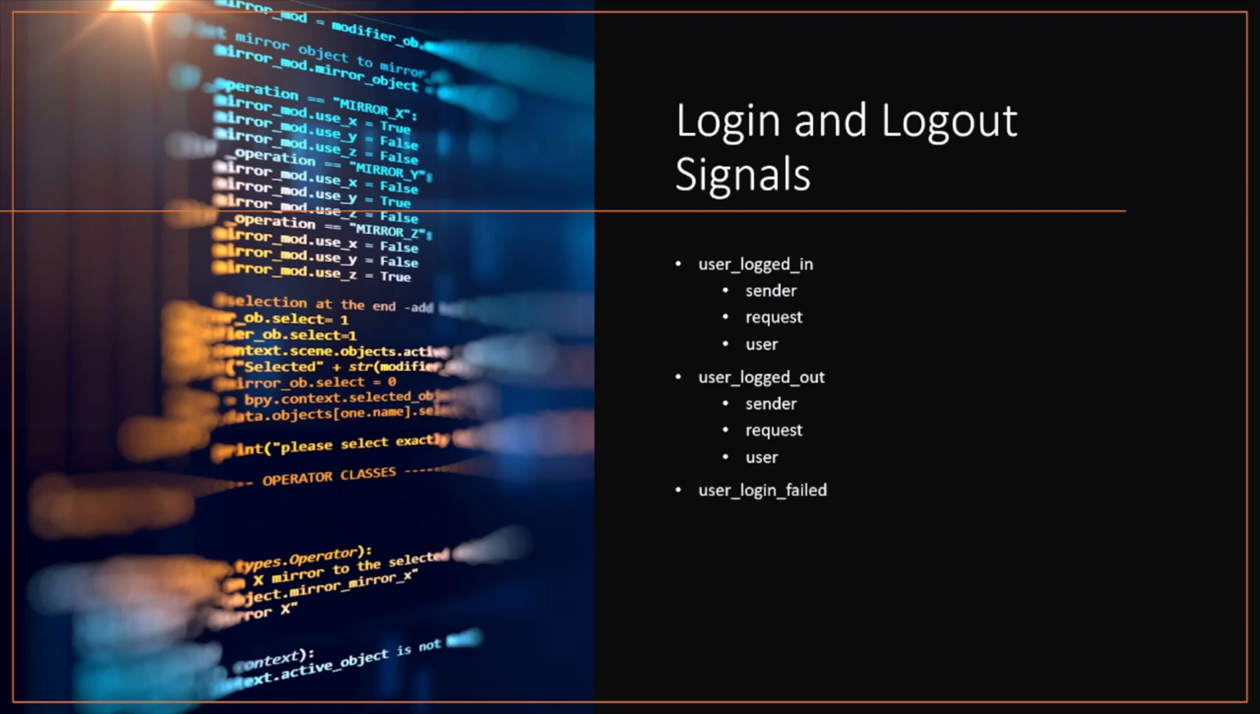We then have user login failed, and this of course is called when the user's login is not successful. The arguments are sender, but this is the name of the module that was used for authentication. We have credentials, which is a dictionary containing keyword arguments that consists of the credentials of the user. And we have request, which is the HTTP request object.